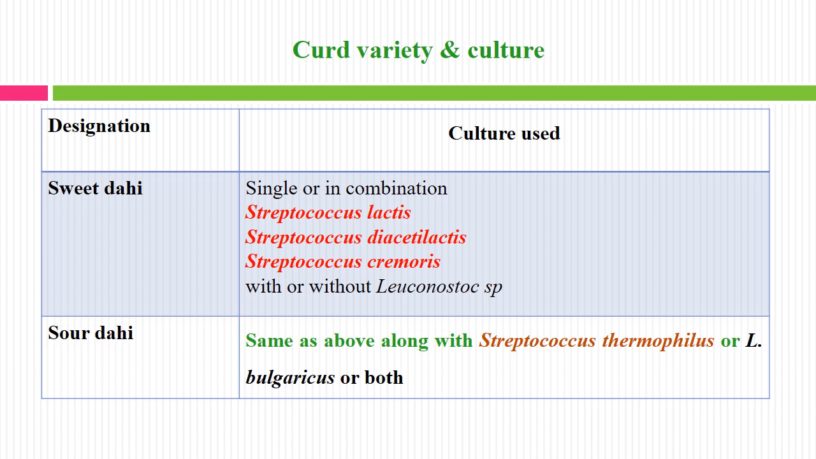In case of sour dahi, the same cultures may be there. In addition, there can be Streptococcus thermophilus or Lactobacillus bulgaricus. These two are very specific to yogurt, but they may be present in this culture also, though they will grow only if the incubation temperature is high, above 40 degrees Celsius. So which specific culture will grow depends on the temperature for the curd.